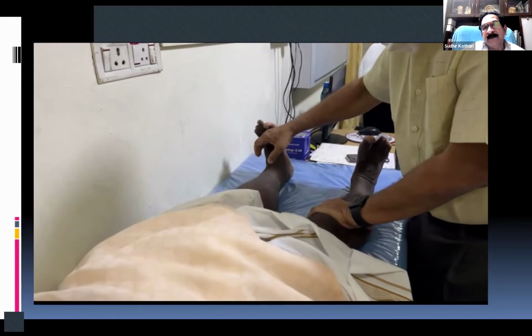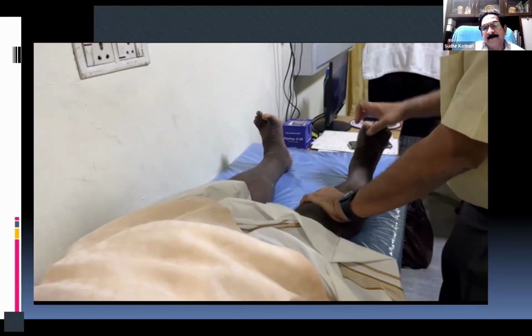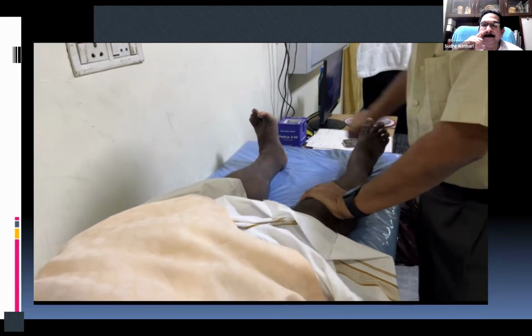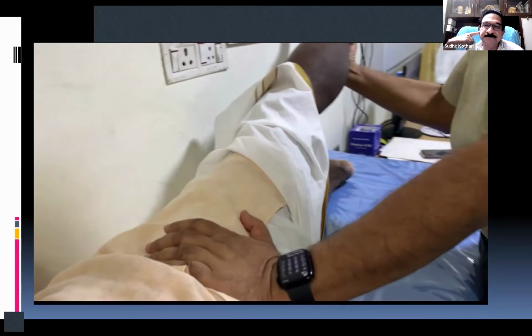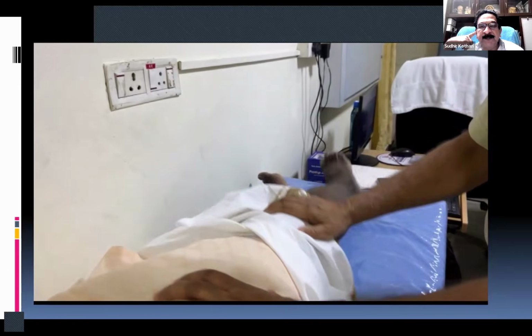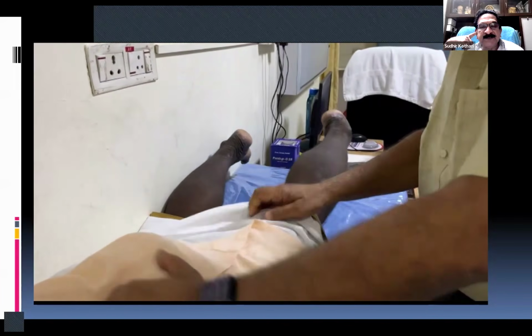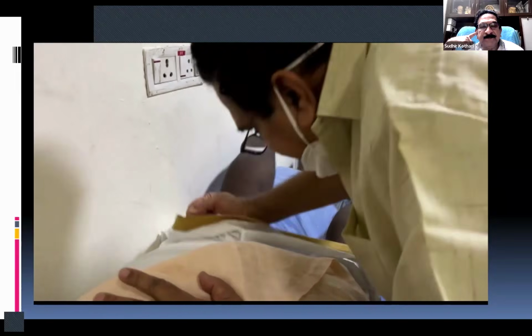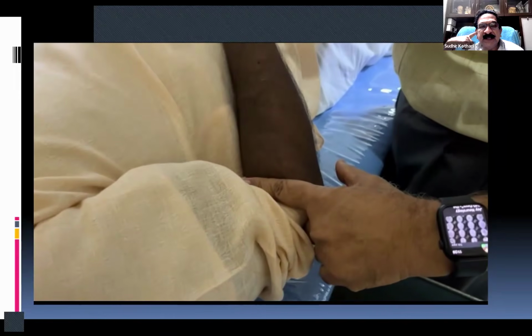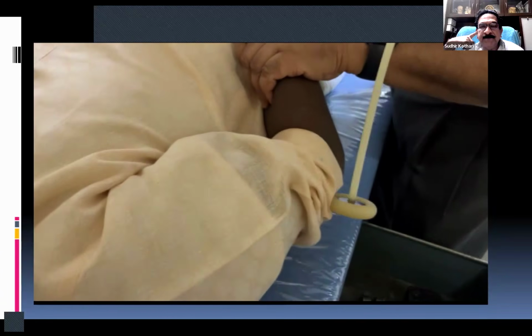Dorsiflexion normal. EHL normal. Plantar flexion normal. I checked the hip abduction in lateral position. That appears to be normal on the right side. Hip extension is also normal bilaterally. The weakness is only hip flexion and knee extension. Upper limb is normal.